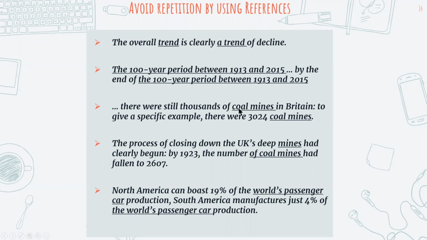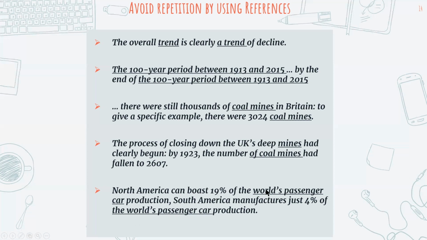There were still thousands of coal mines in Britain. To give a specific example, there were 3,024 coal mines. So we repeated here the expression coal mines. The process of closing down the UK's deep mines had clearly begun. By 1923, the number of coal mines had fallen to 2,607. So we repeated mines. North America can boast 19% of the world's passenger car production. South America manufactures just 4% of the world's passenger car production. So we are repeating the same expression here.